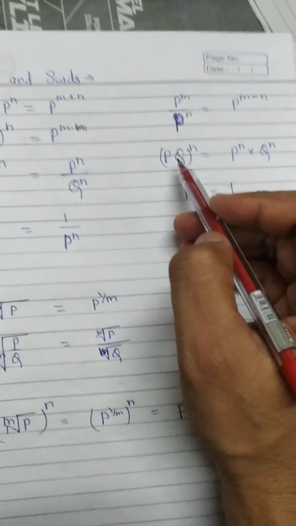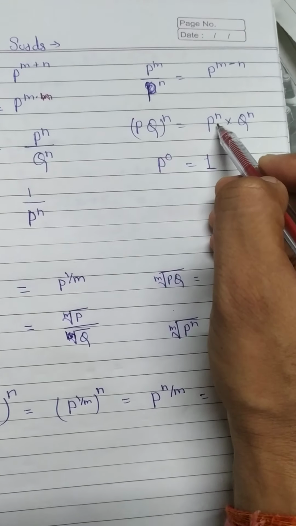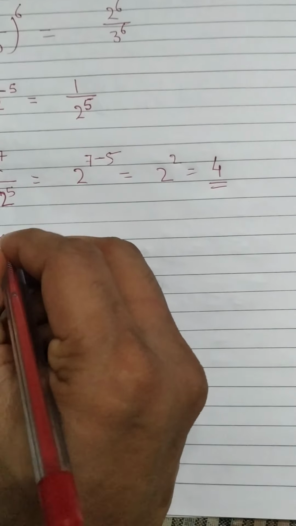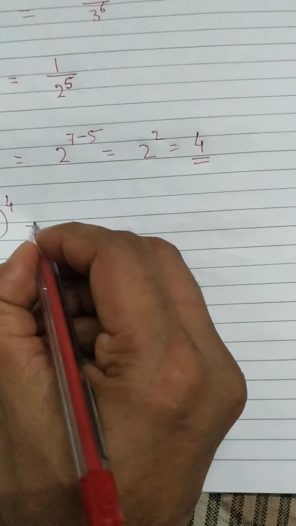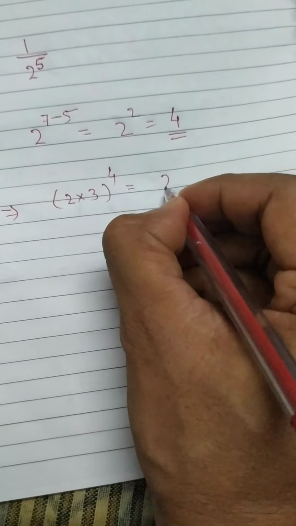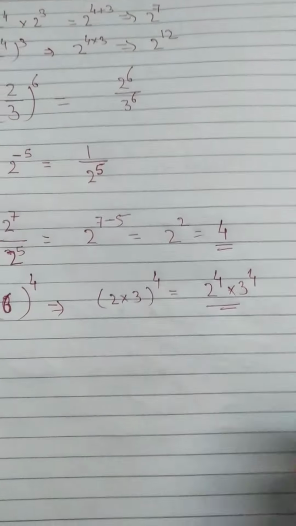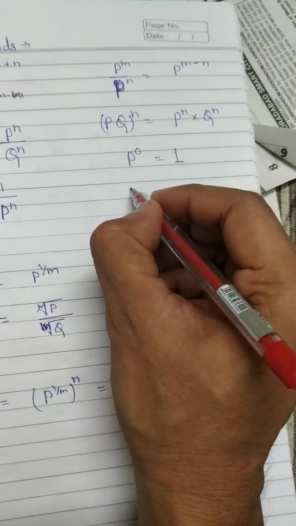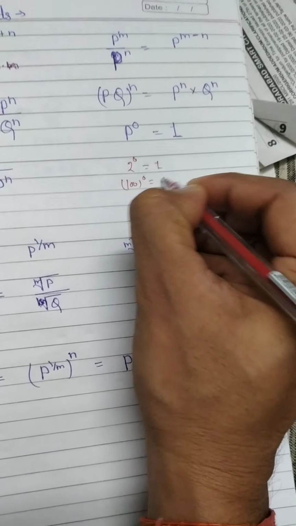If they are given (pq)^n, it is p^n and q^n. Suppose 6^4, it means (2 times 3)^4, it means 2^4 and 3^4 multiplication. So you can write it. Just understand, if any value has power 0, it means 1. Suppose 2^0 means 1, 100^0 means 1.